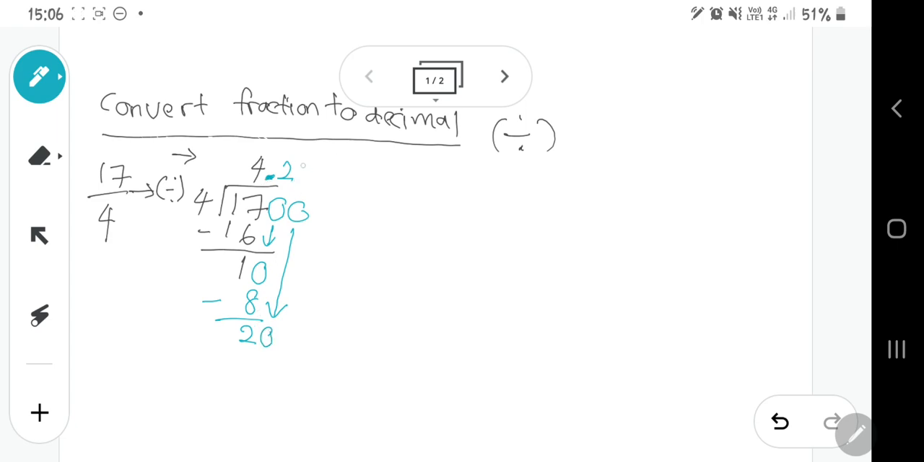Continue. What times 4 is 20? 5 times 4 is 20. So you minus, and you've got no remainder. Your answer on top here is 4.25. So this is how you divide a fraction.